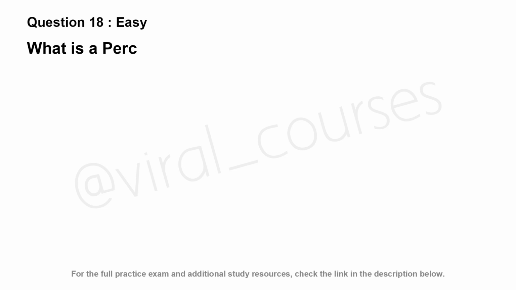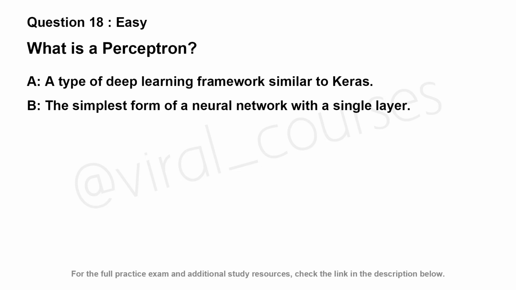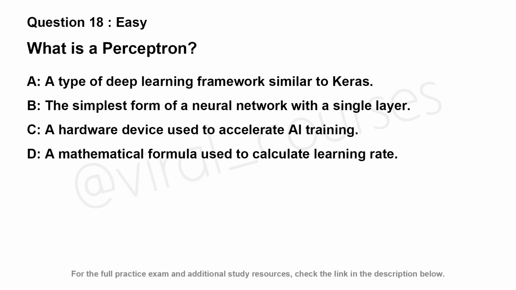What is a perceptron? Option A. A type of deep learning framework similar to Keras. Option B. The simplest form of a neural network with a single layer. Option C. A hardware device used to accelerate AI training. Option D. A mathematical formula used to calculate learning rate.